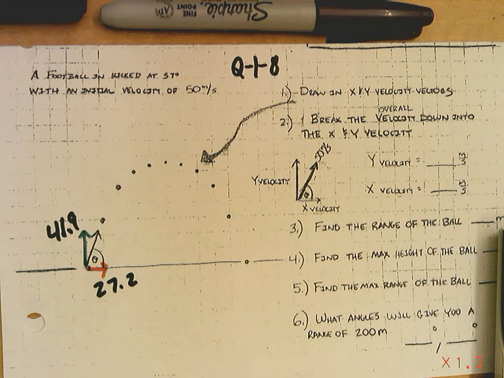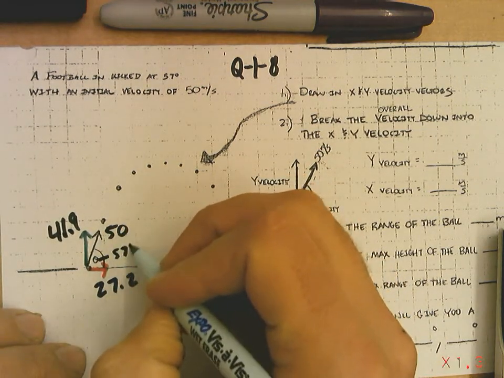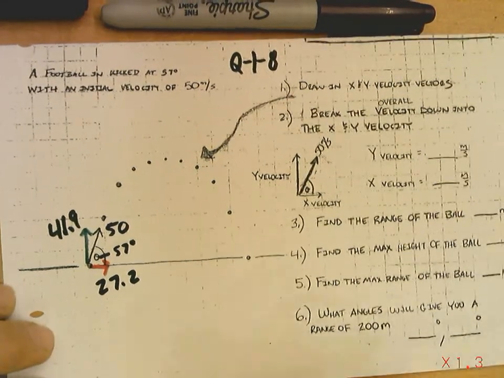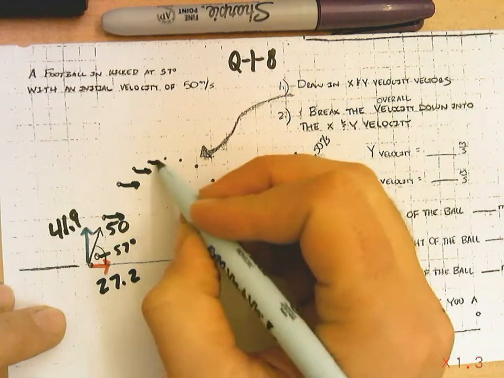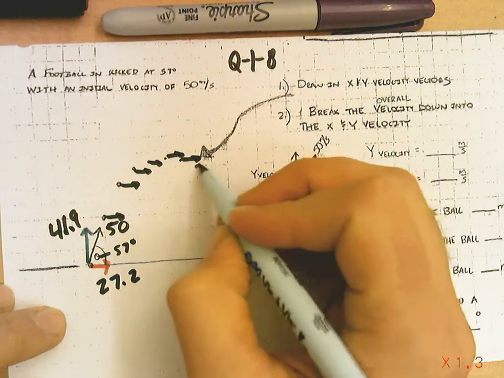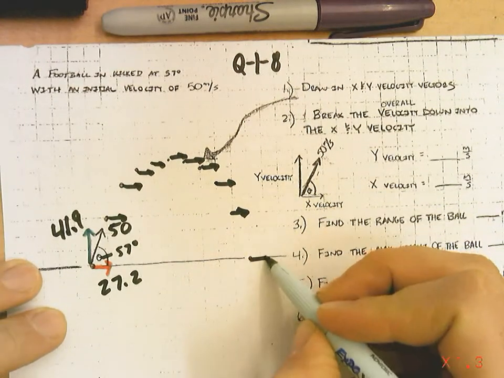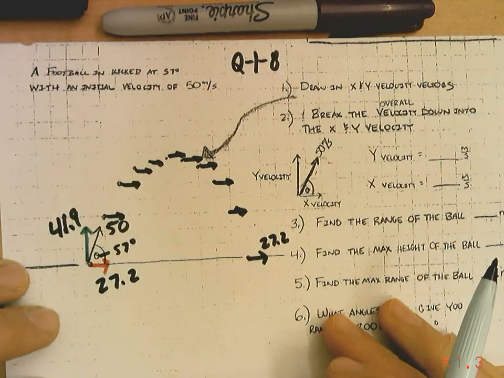So that's the first order of business, is break down the 50 at 57 degrees into its two components, x and y. Once you've done that, you can put in the rest of your triangles. Remember that x is easy, it stays the same all the way through. It gets a little bit cumbersome to put all these arrows in. They may not all be exactly the same, but you get the idea. So when it lands, it's going to have 27.2 in the x, just like it started with.